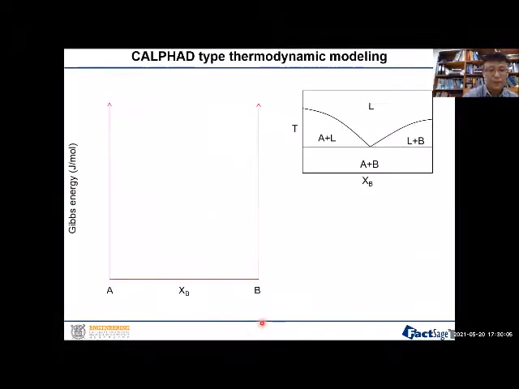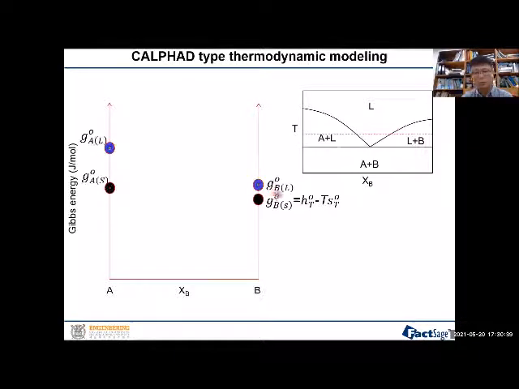Okay, let me go back to this diagram again. I already showed you the relationship between the phase diagram and the Gibbs energy diagram. Let me rephrase a little bit. Let's assume at this temperature, for example, we have A in the solid state, B in the solid state, and there's the liquid solution phase in this diagram. In order to develop this kind of database, we first need the Gibbs energy of the solid B phase here, which is a function of H minus TS. Let's assume we have it.